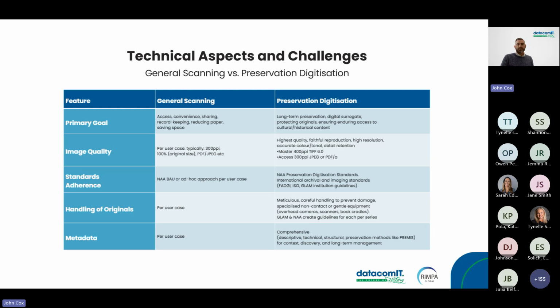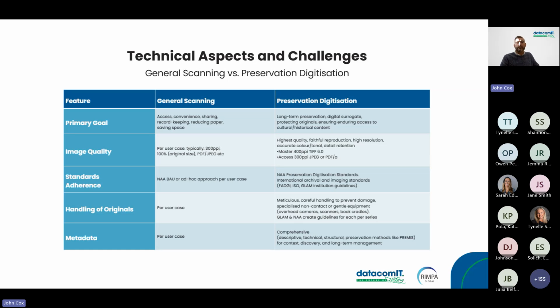With preservation, you're creating single-page TIFFs. They're 400 dpi, and those are the masters, and generally they're what will be archived, with a derivative access file, which is normally smaller, that would be a JPEG or a PDFA, depending on what you need. The standards, as I mentioned, there is a BAU standard. There are other standards around evidence handling and whatnot that are very similar for general scanning. But for preservation, you've got the NAA digitisation standard that I've mentioned, but also international standards.